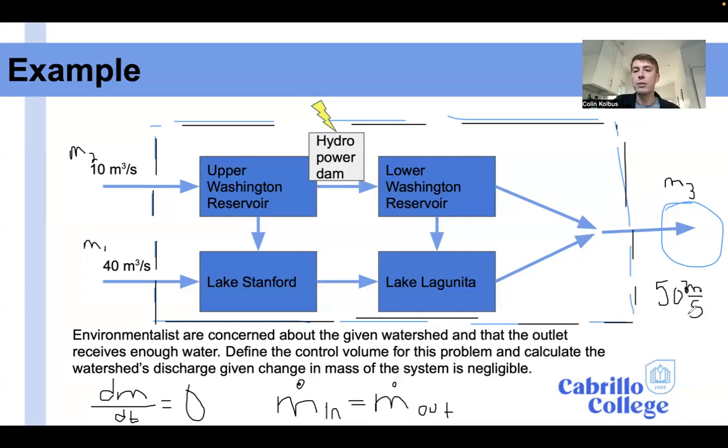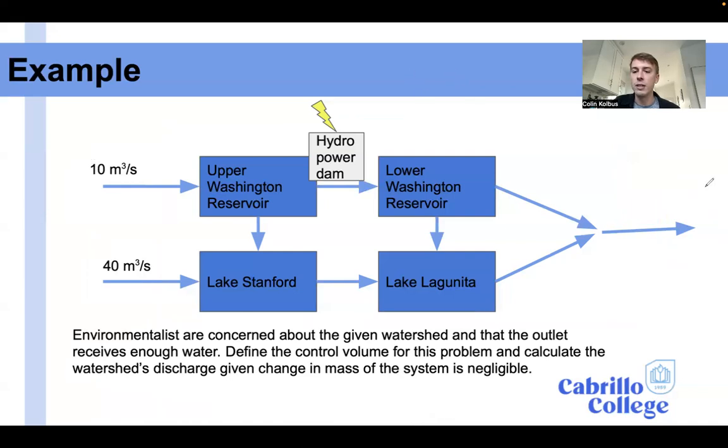So you can see how using the control volume has allowed us to just look at the important pertinent information to this system. There may be some other outputs or inputs that we didn't consider, but this is just sort of an easy example of that. So let's move on to the next slide.